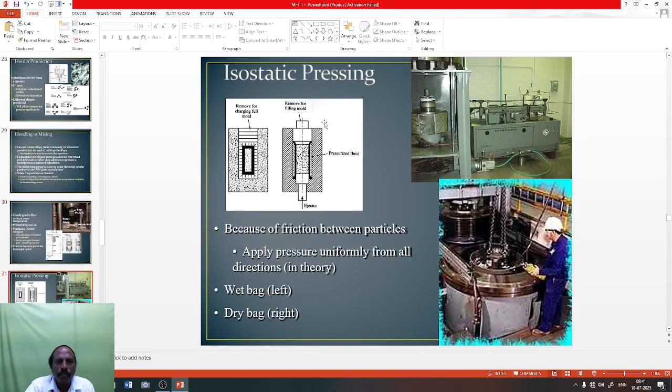In isostatic pressing, the mold of the part is filled, and the pressurized part is ejected. Because of friction between particles, the pressure is applied uniformly in all directions. You apply the pressure in wet bag on the left and dry bag on the right. This is the isostatic process.